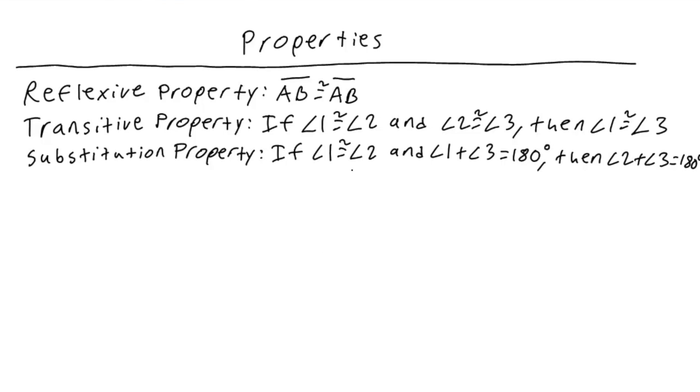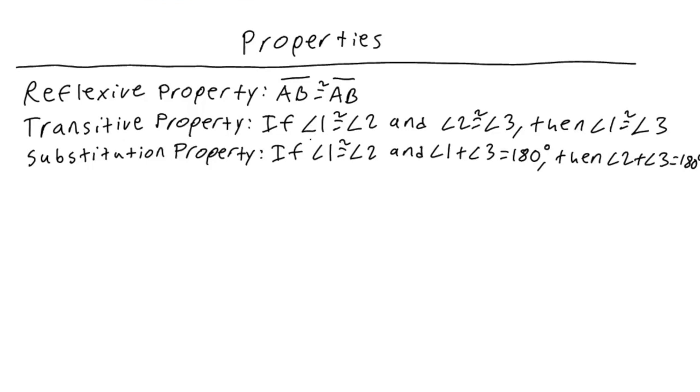So what that means is in this equation here, instead of saying angle 1, we can say angle 2. So we plug in angle 2 for angle 1, and we get this equation. It's the same equation as before, just angle 2 instead of angle 1. So we substituted it in, hence why it's called the substitution property.